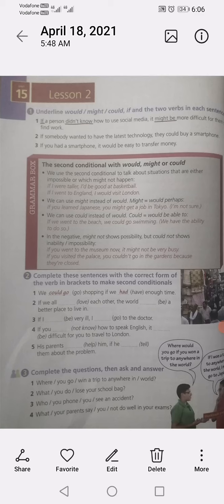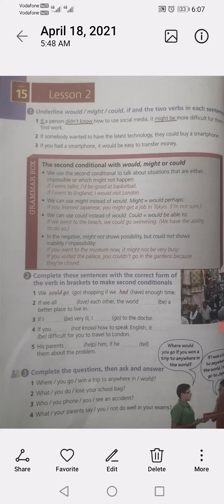Exercise number 3, complete the questions, then ask and answer. Number 1, where you go when a trip to anywhere in world. Let's read the example. Where would you go if you won a trip to anywhere in the world? Again, where would you go if you won a trip to anywhere in the world? If I won a trip to anywhere in the world, I might go to Japan. Okay? Can you make number 2, 3, or 4?